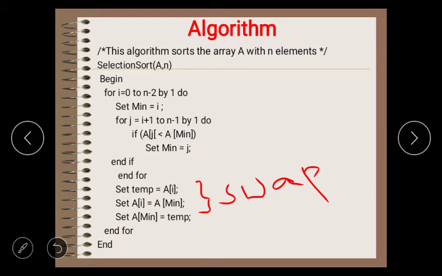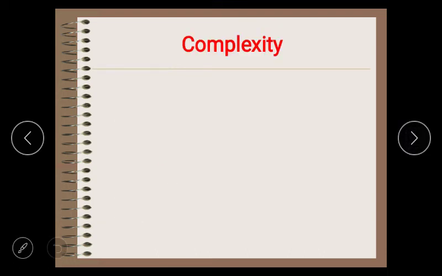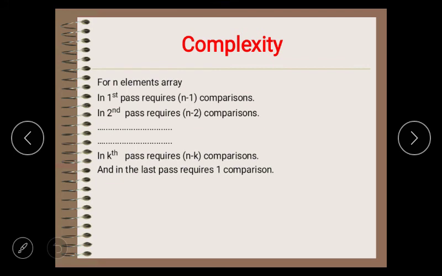Now we will calculate the complexity of this selection sort. To calculate time complexity, the time will be measured by considering the number of comparisons the algorithm takes. So for n elements of an array, in the first pass it requires n minus 1 comparisons, in the second pass it requires n minus 2 comparisons, and in the third pass it requires n minus 3 comparisons. Like that, in the kth pass it requires n minus k comparisons, and in the last pass it requires 1 comparison.